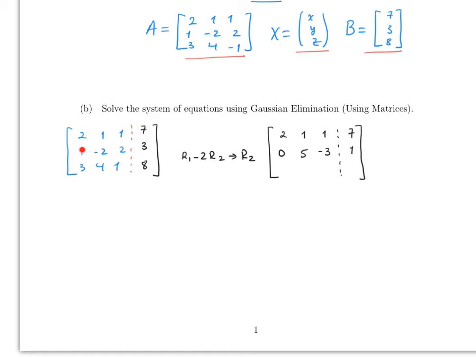Alright, so we got 0 here. We need to get 0 here next, and then here, and you should do it in that order. Okay, for the third row to be 0, we're going to multiply this by 3 and this by 2. And since they have the same sign, one of them has to be negative. So let's say that this is negative, now row 1 plus 2 row 3. And whatever we get, we put it in row 3.